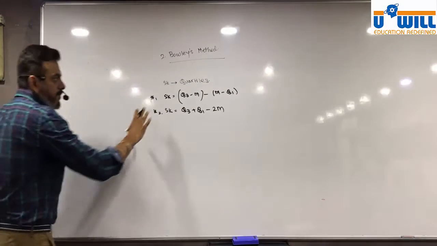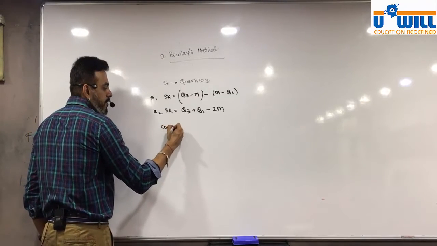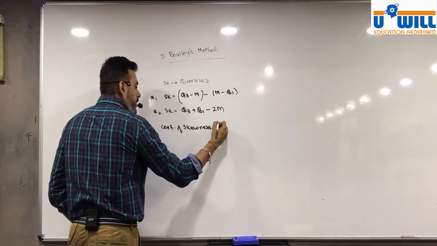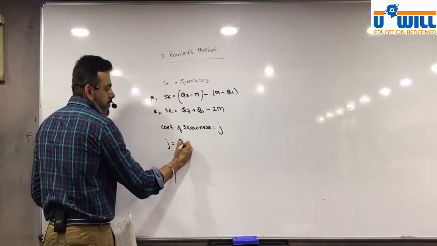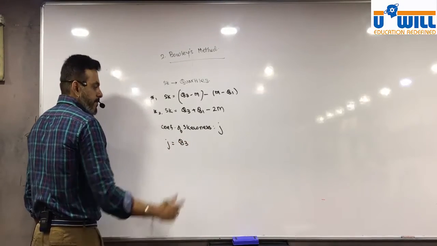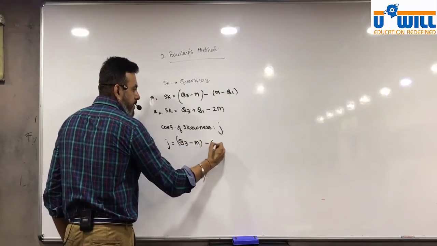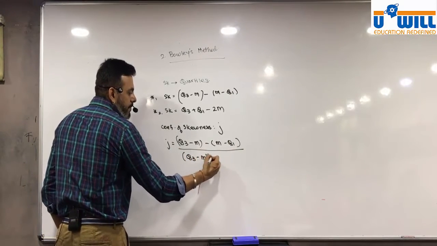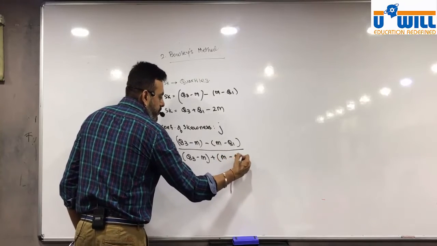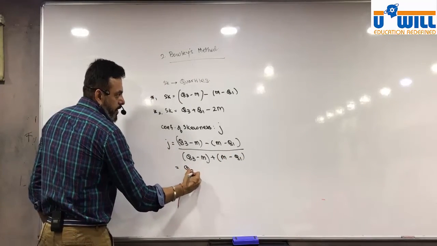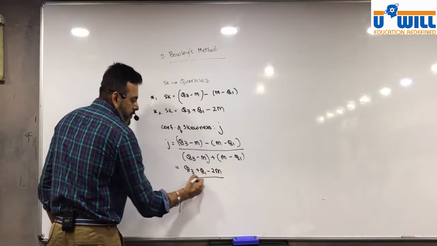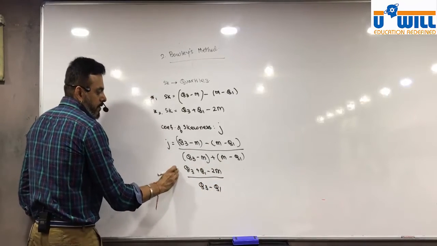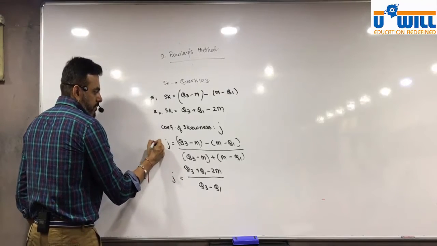Next, this is skewness. We also want to find the coefficient of skewness, denoted by the symbol J. Now J is equal to Q3 minus M minus M minus Q1 upon Q3 minus M plus M minus Q1, which is equal to Q3 plus Q1 minus 2M upon, here the M cancels, upon Q3 minus Q1. Both the formulas are very important.